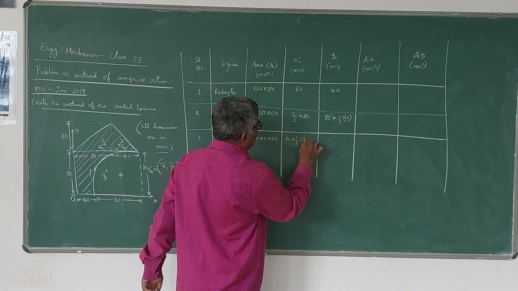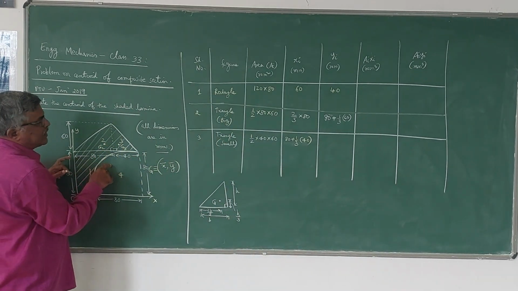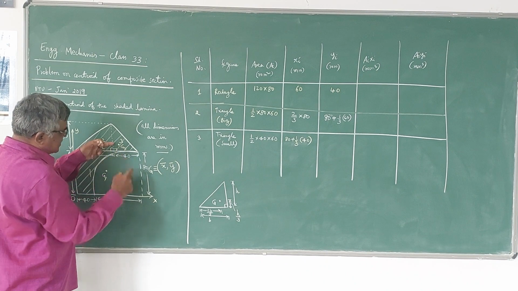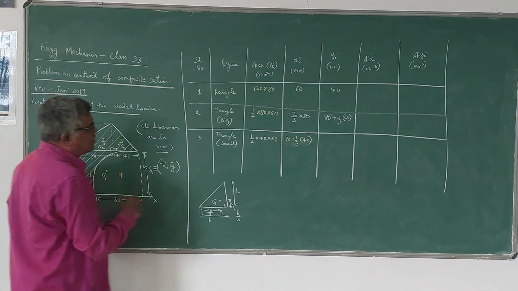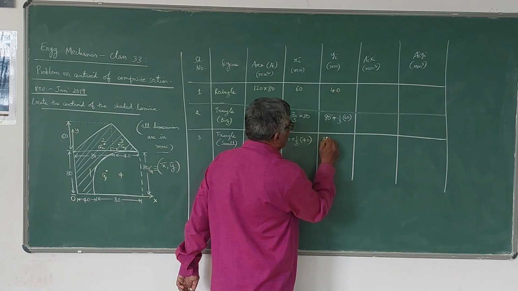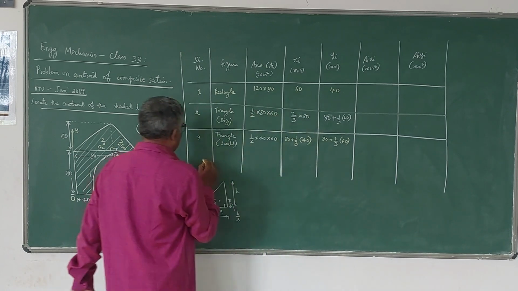So you should be very careful in writing these distances. 80 plus 1/3 of 40. Then this yi distance is from here. It is 80 plus 1/3 of 60. So that is the value of yi.